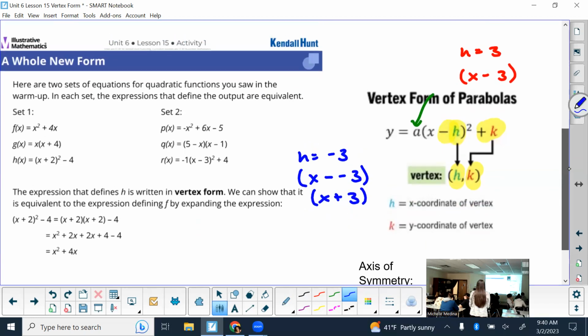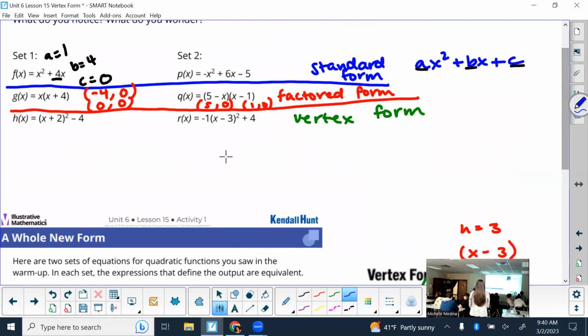So if I look at my last example, look at the h of x. Don't say it out loud yet. Think about what the vertex would be. Look for the number in the h position. Look for the number in the k position and put them together. So then, class, what's my vertex of h of x?